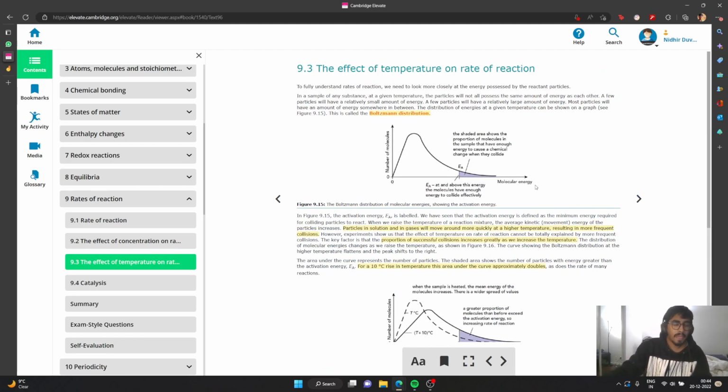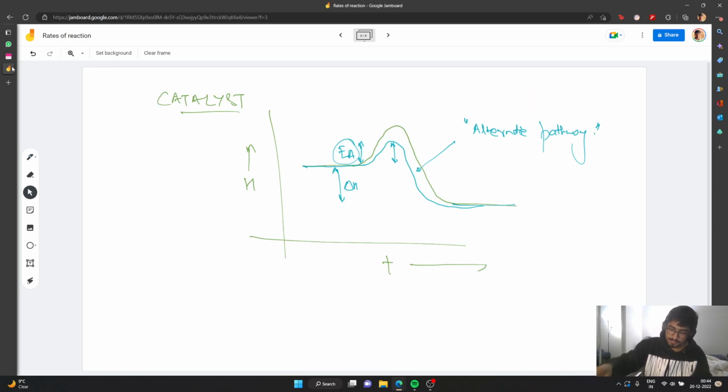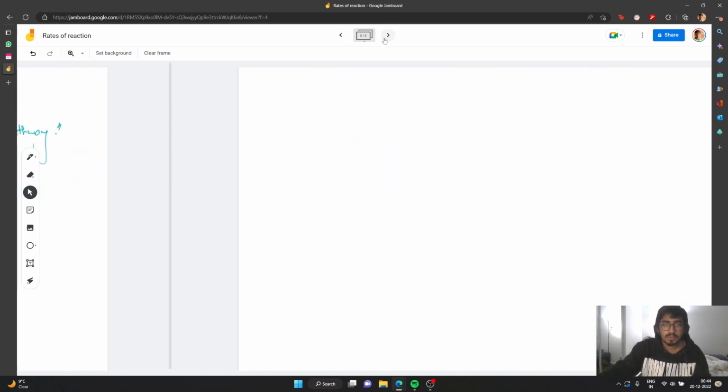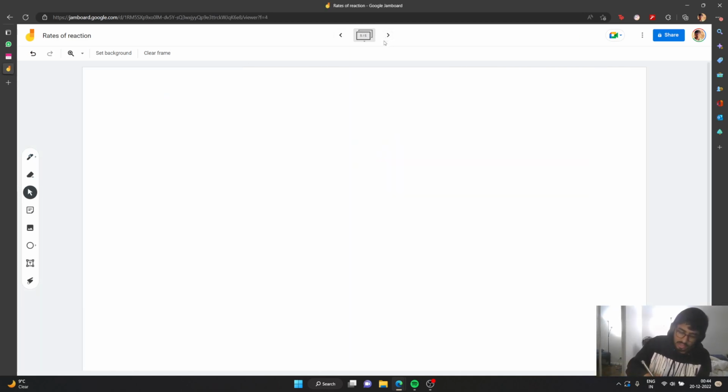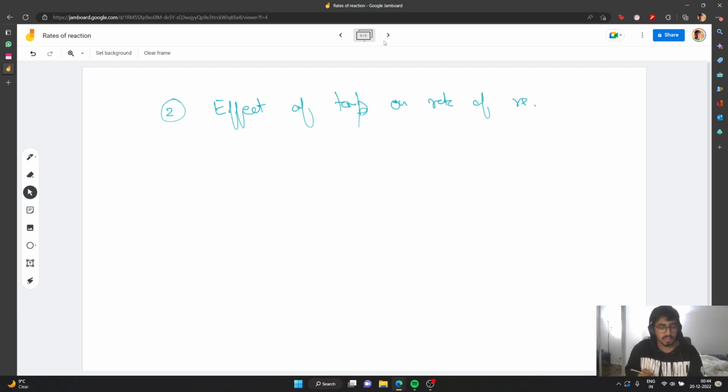And the second thing, let's talk about the other thing. The first thing that we talked about was the effect of concentration. The second thing that we talk about is the effect of temperature on rate of reaction, right? So first we'll talk about this concept called the Boltzmann distribution. He was a very important guy in physics who talked about this distribution of energies.